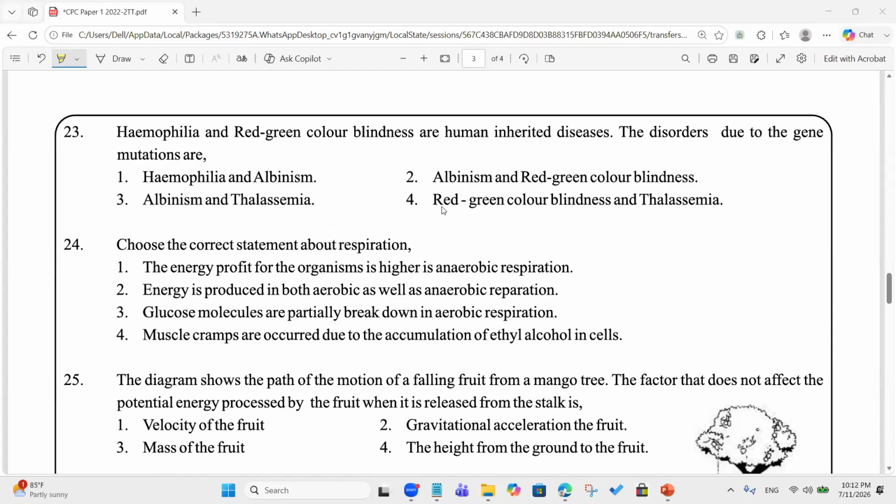Third answer, albinism and thalassemia. Red-green color blindness is a disease caused due to what? It's a sex-linked inherited disorder. So we have albinism and thalassemia. They are the disorders due to gene mutation, right? Okay, you all see the grade 10 last lesson. So you can find these two diseases under the disorders due to gene mutations. Right, okay, good.